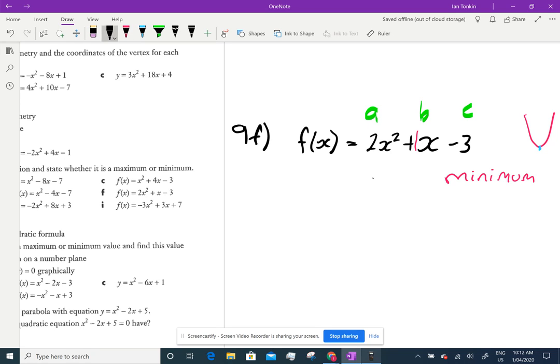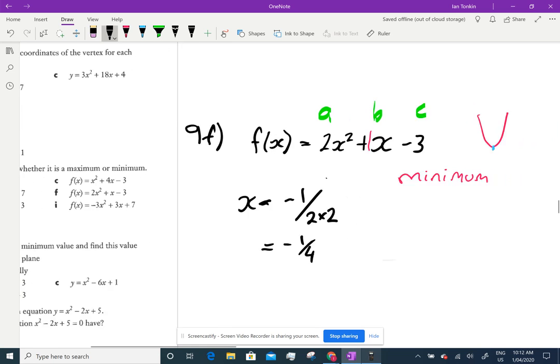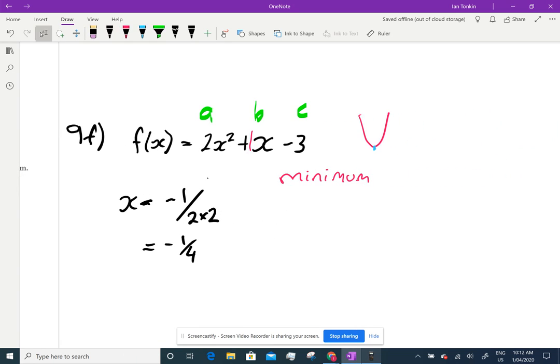And how do we find that? Exactly the same way. X equals minus B on 2A, so minus 1 on 2 times 2. Oh, minus a quarter. And that calculator trick's going to be really good now. So f of minus a quarter, we're just subbing it in. It's going to give us the y value.